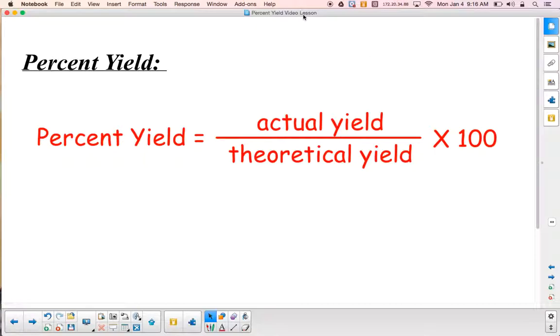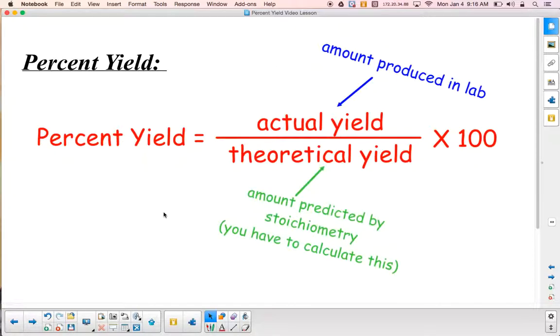When you're working percent yield problems, remember that the actual yield will be the amount produced in lab. If you're working in the lab, this is the amount that you actually managed to produce, and if you're working problems out of a textbook, this number would have to be given to you in the problem. The theoretical yield is the amount of product you expected to get. It's predicted by stoichiometry, and this is a number that you're likely going to have to calculate using your grams to moles to moles to grams stoichiometry procedure.